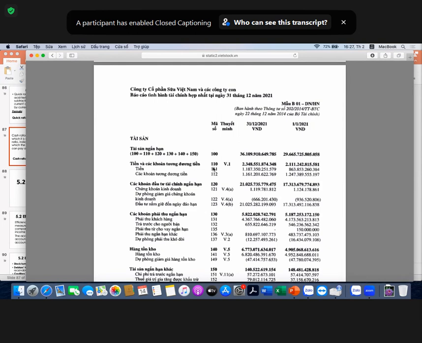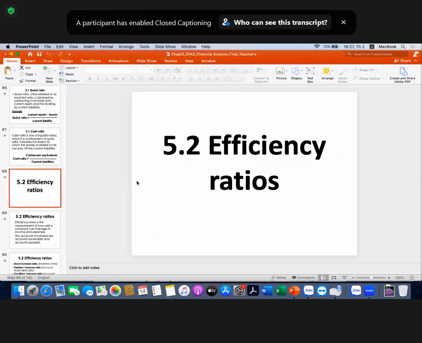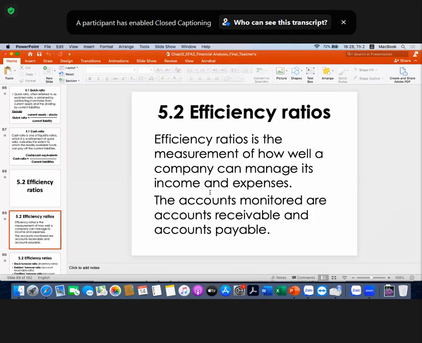Come on to the second group of financial ratios. It is the efficiency ratio. As you know, the efficiency ratio is the measurement of how well a company can manage its income and expenses. It monitors accounts receivable and accounts payable. So the efficiency ratio focuses on two most important ratios: receivables and payables.